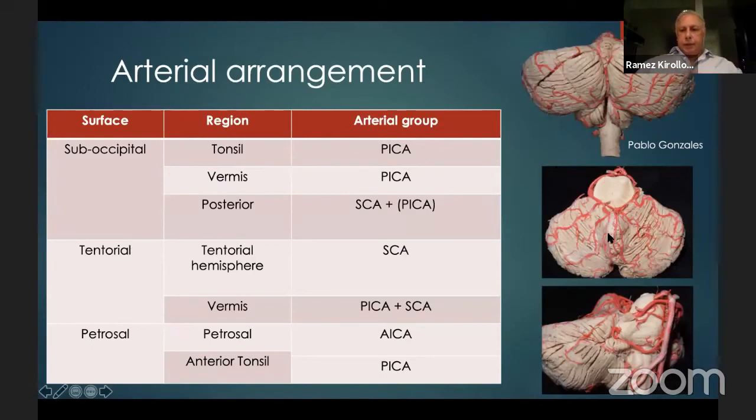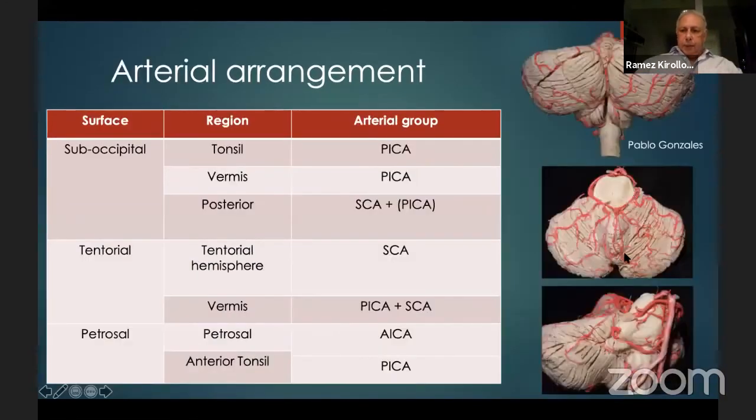So the suboccipital surface is mainly supplied by the PICA, but you have to appreciate that the main blood supply of the cerebellum is the SCA, to the extent that a lot of the lateral suboccipital surface is coming from the SCA. The SCA supplies the whole tentorial surface, while the petrosal surface adjacent to the flocculus is supplied by the postmeatal part of the ICA. So these are cortical branches.